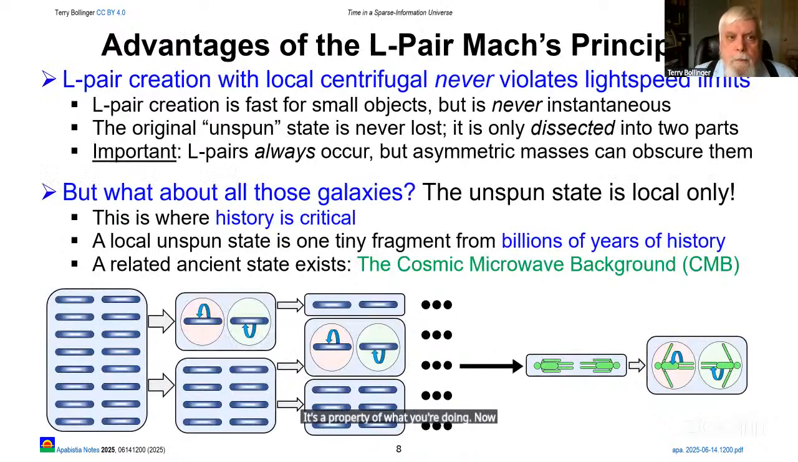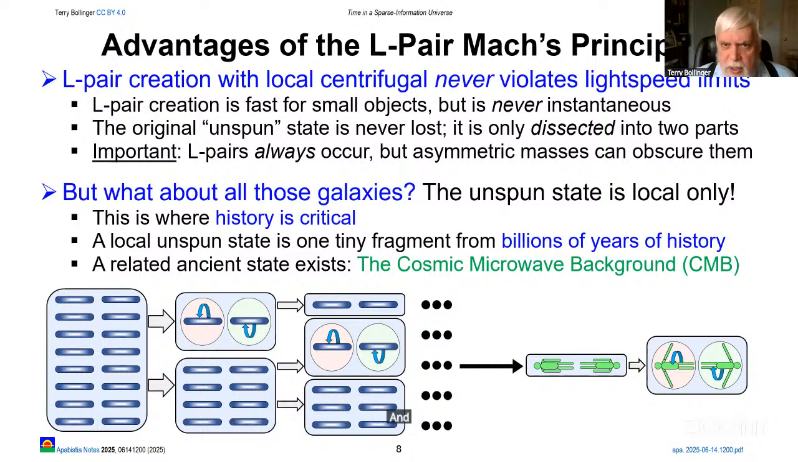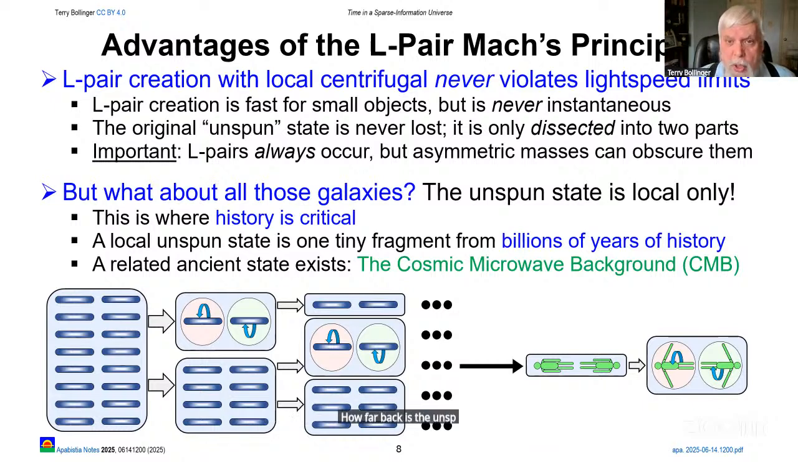Now, if you go with those two ideas, okay, centrifugal force is created in pairs, but each part of the pair has its own centrifugal force. The centrifugal concept is attached to that local object. And again, asymmetric masses may obscure this, but it's always there. Then you have this issue of history again. And the question is this: how far back do those spin states go? How far back is the unspun state, the state where you're not rotating relative to the galaxy?